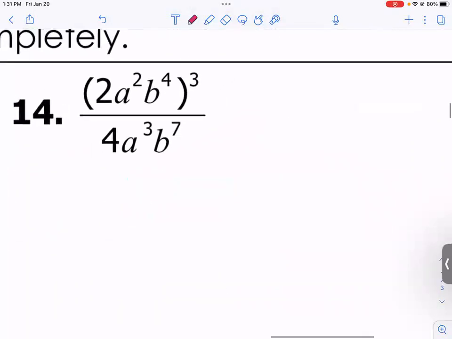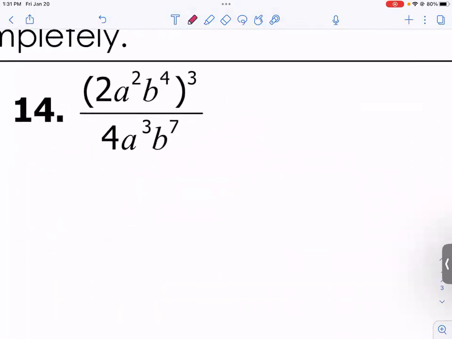All right, let's go over number 14. We have to first apply the cube. Okay. Maddie, what's 2 cubed? Yeah, 2 cubed, 2 to the 3rd power. 2 times 2 times 2. 8. So we have 8.